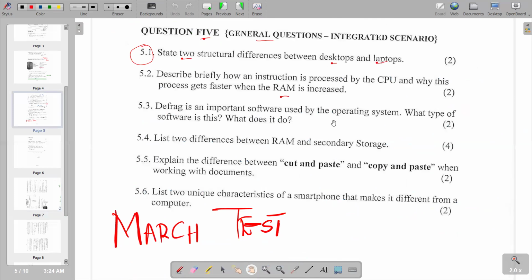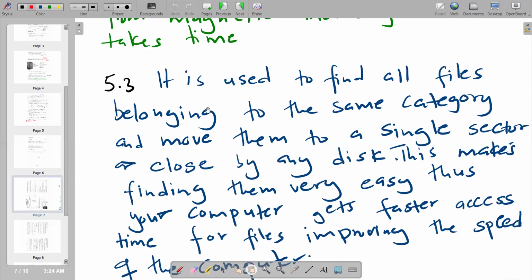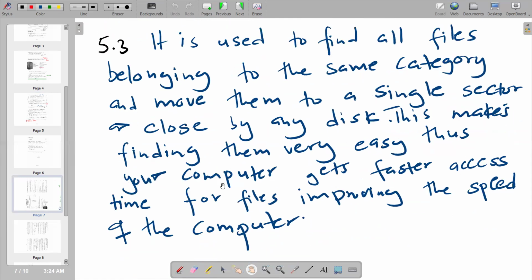If you go back, you see that the question is asking what type of software this is and what it does. We have that explained in the first part, whereby it is used to find all files that belong to the same category and move them to a single sector or close by on the disk. The next sentence says this makes finding them very easy. Thus, your computer gets faster access time for files, improving the speed of the computer. That is the explanation we have there.